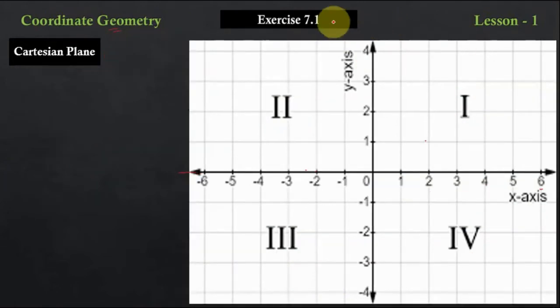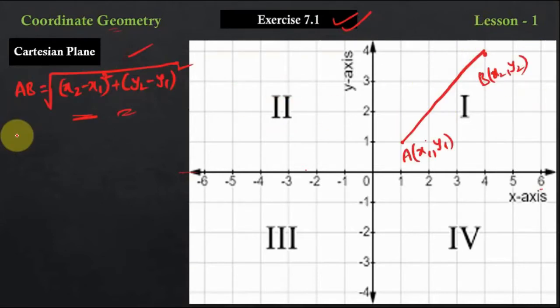So now in your exercise 7.1, all problems are based on distance between 2 points, right? So they'll give you 2 points in the Cartesian plane and they'll ask you to find the distance between these 2 points. So we will make use of this formula, square root of x2 minus x1 whole square plus y2 minus y1 whole square. Okay. Chalo, now we'll start your exercise problems, right?